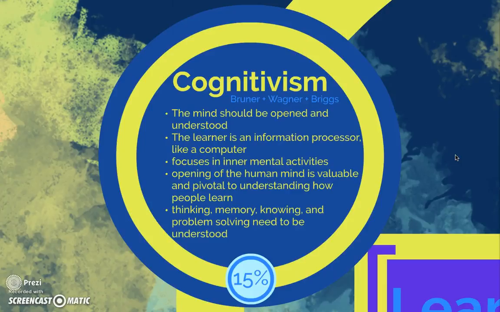Another aspect of learning theories is cognitivism, and it was developed by Bruner, Gagné, and Briggs, and it says that the mind should be opened and understood. The learner is an information processor like a computer. It focuses on inner mental activities, and especially says that the opening of the human mind is valuable and pivotal to understanding how people learn. And it also says that thinking, memory, knowing, and problem solving need to be understood.